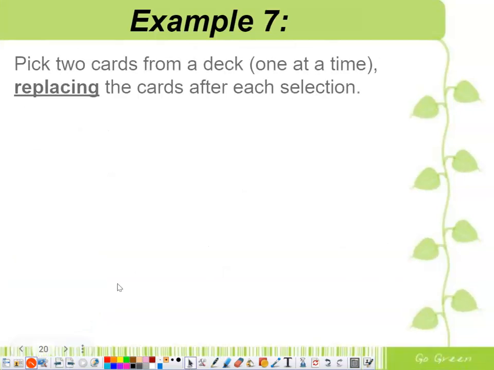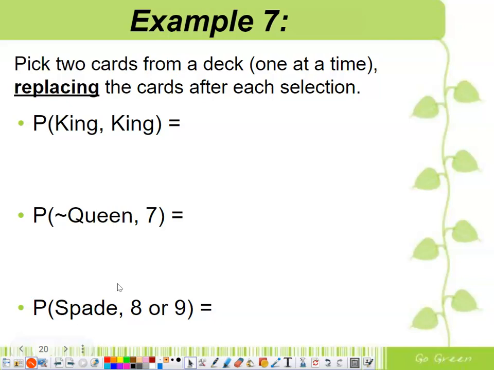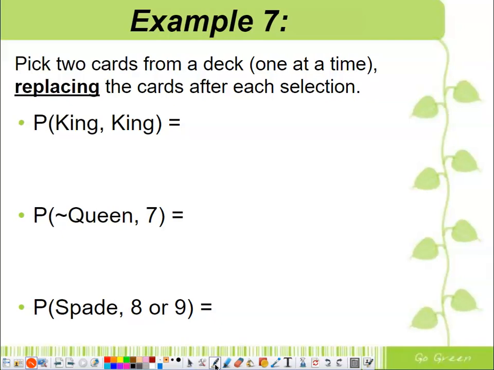Pick 2 cards from a deck, one at a time, replacing the cards after each selection. So again, this is really helpful. We have 52 total cards, and we're selecting a card and we're replacing it. So I want to select a king. I select that king, I put it back in the deck, and then I select a king again, right?